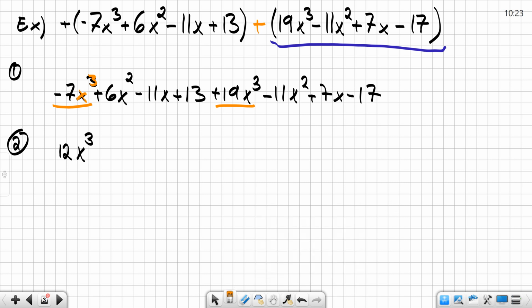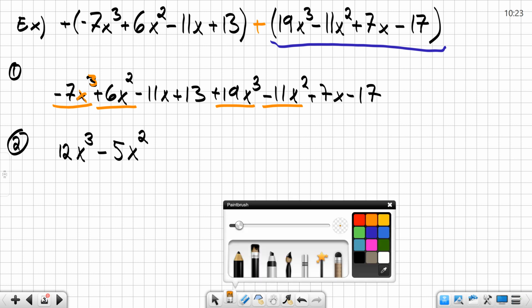Now I go to the next one, a positive 6x squared. Can we find another x squared term in this? Here is another one, a negative 11x squared. So I'm asking myself, what is a positive 6 minus 11? And that will give us negative 5x squared.